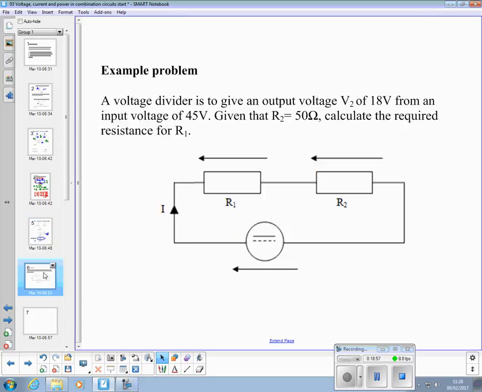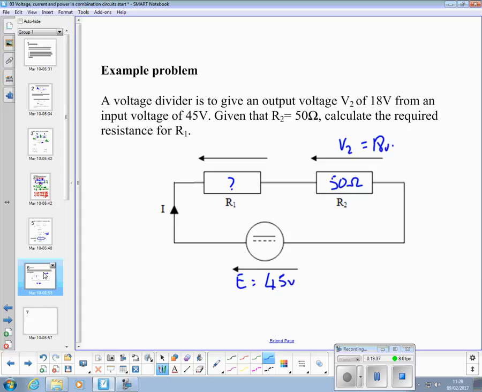Example problem: a voltage divider is to give an output voltage of V2. So let's call this V2, and we want 18 volts from an input voltage of E equal to 45 volts. Given that R2 is 50 ohms, calculate the required resistance for R1. So this is the question mark.